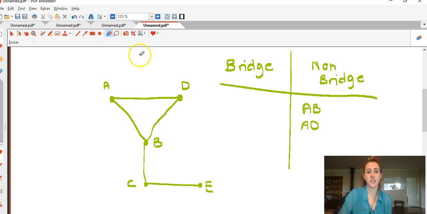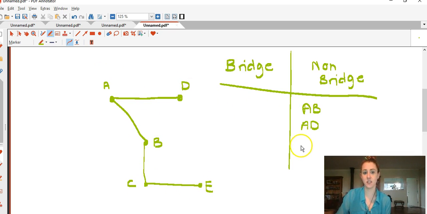Again, just following the same principle, I'm going to take out BD. And you can see still that it is a connected graph because you can get from B to E by following those edges. So BD was not a bridge. And again, just putting it back in. So we're just working through by taking one out, having a look, putting it back in.